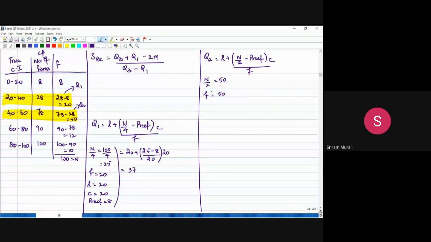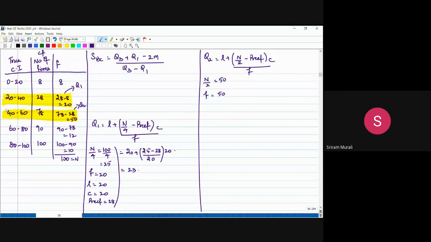Pre-CF, I made a mistake. PCF will be 28. This 28 into, so this will be equal to 23. Because my answer is in the range of 20 to 40, it should fall in that range. If my answer is 37, though it is in the range, it is very far. Therefore, it should be 23.